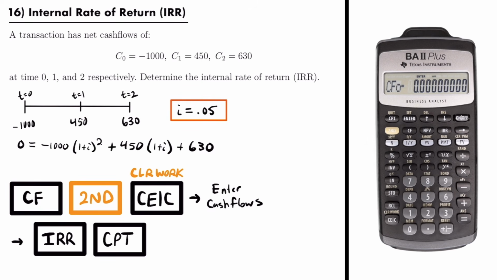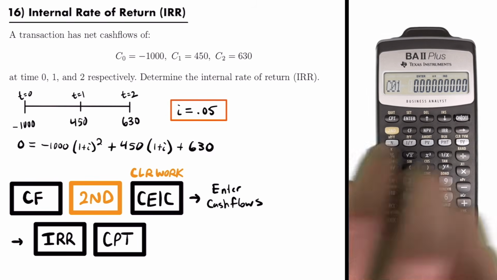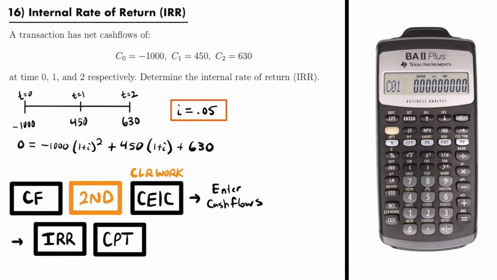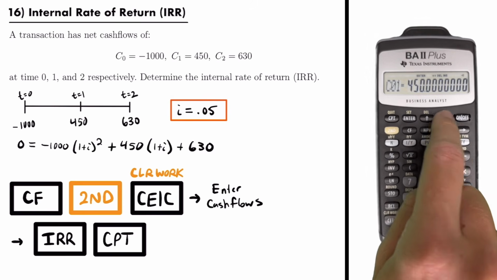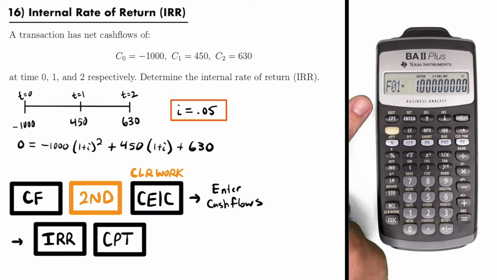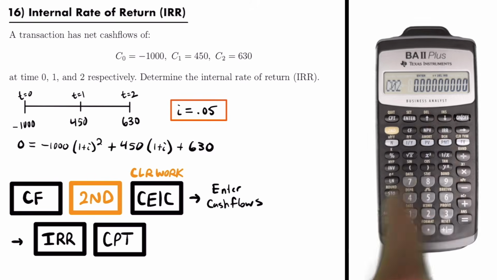Our first cash flow, C sub 0, is negative 1,000. So I'll type in 1,000, then we'll make it negative and hit enter. Then we'll hit the down arrow. Now we're at C01. That's going to be our next cash flow, or C sub 1, which is 450. So I'll type in 450, hit enter, hit the down arrow. Now F01 is the frequency of that cash flow. It only occurs one time, so we don't need to change it. It's already set to 1. So I'm going to hit the down arrow again.